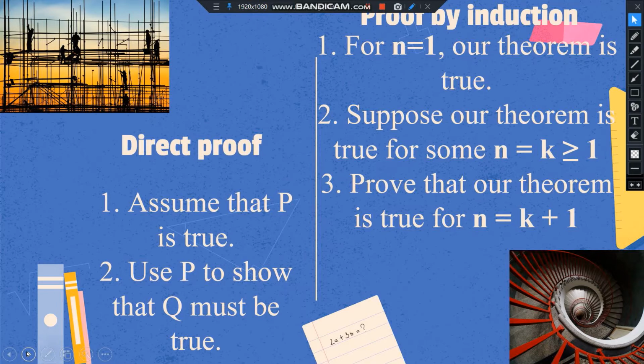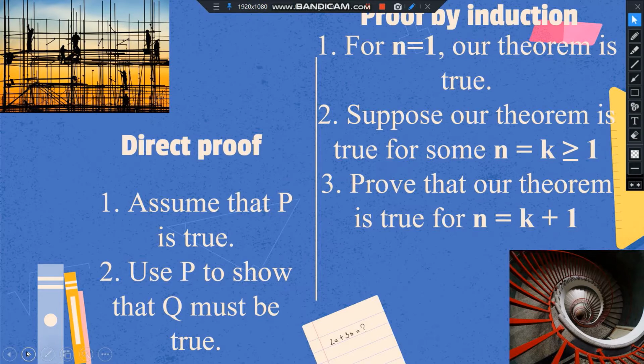In proof by induction, we have 3 steps. For n equals 1, our theorem is true. So if we have some sort of formula, we replace the n in the formula, the unknown variable, with a test number which is 1. So if it works for 1, then we assume it's true for the first step.